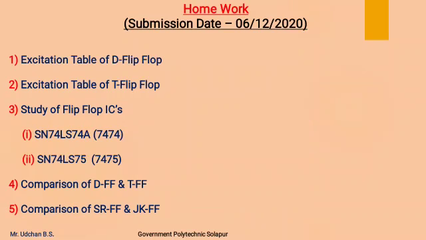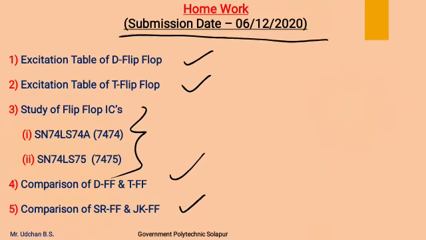So these are the homeworks in which we have to find the excitation table of D flip-flop, excitation table of T flip-flop. After that you are having homework for the study of flip-flop ICs, that is 7474 and 7475, and comparison of D and T flip-flop, comparison of SR and JK flip-flop. This homework you have to submit it to me in a scanned copy on or before 6th of December.